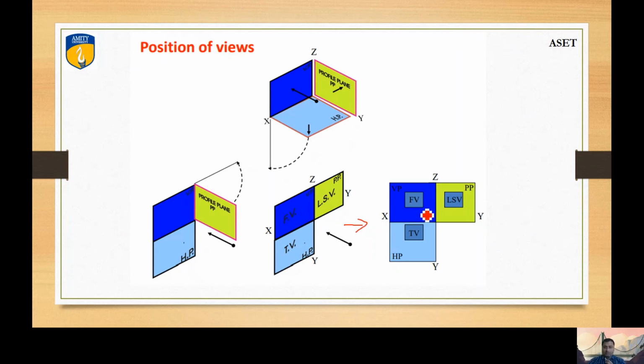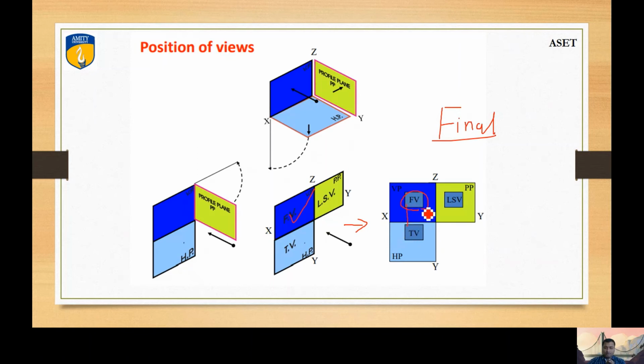See, now front view is above XY. Front view was above XY. Just go back and correlate. This is the final location of the view, which we have to keep in mind. Front view is above XY. Good. Top view is below XY.